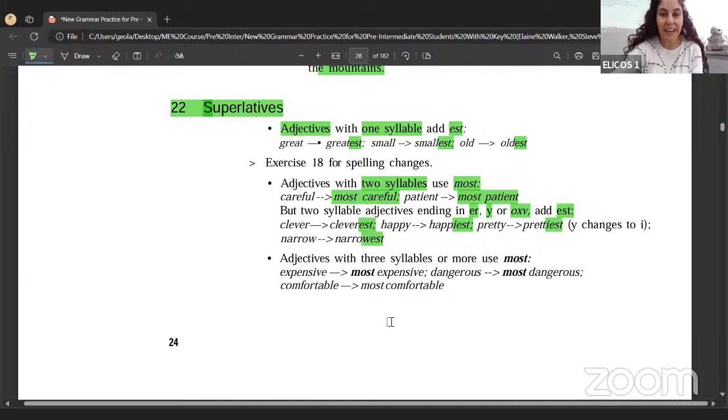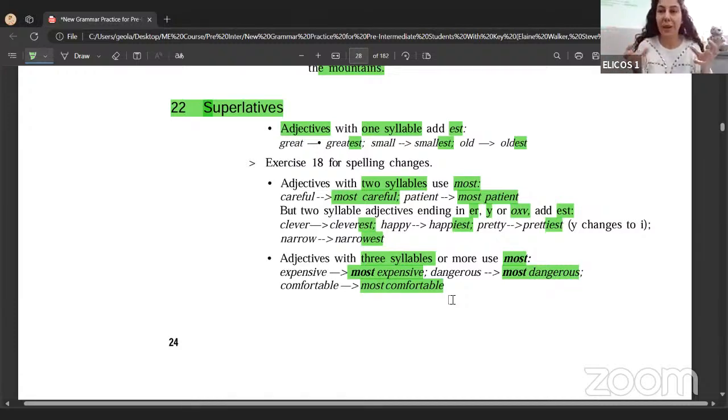Now, if the adjective has three syllables, that means three sounds, we use the word most. For example, expensive. You can hear that there's three sounds. Expensive, dangerous, comfortable. So I need to say the most expensive. For example, this is the most expensive gift I have ever received. Or this city is the most dangerous city in the world. Or the most comfortable. This is the most comfortable chair in all the classroom.